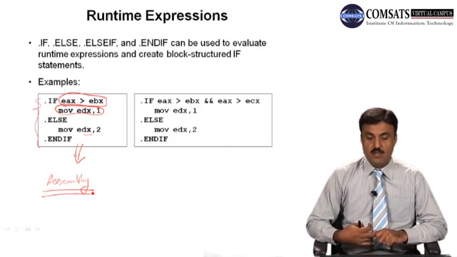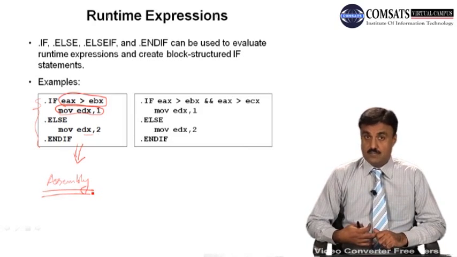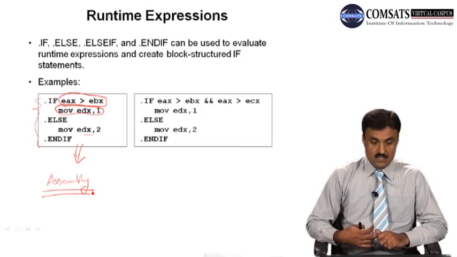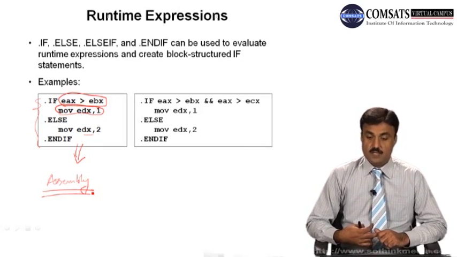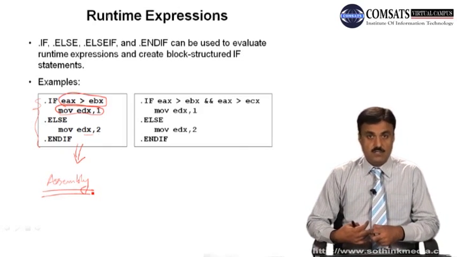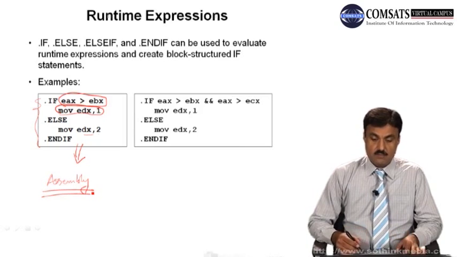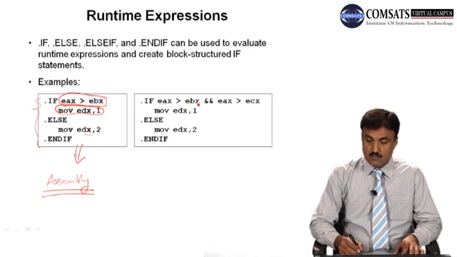For example, if we use eax is equal to ebx, eax is less than ebx, and so on, and either we are using signed or unsigned values inside the eax and ebx. So it depends on these values or on this logic. The assembly code will be created by the assembler accordingly. Here you can see we can use compound expressions.